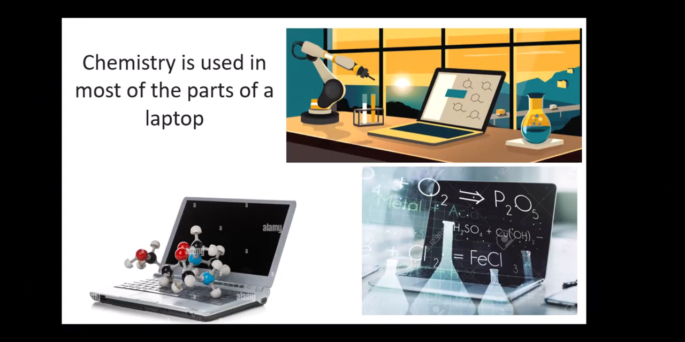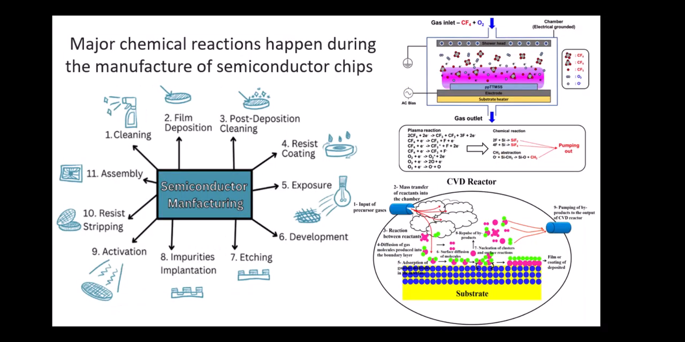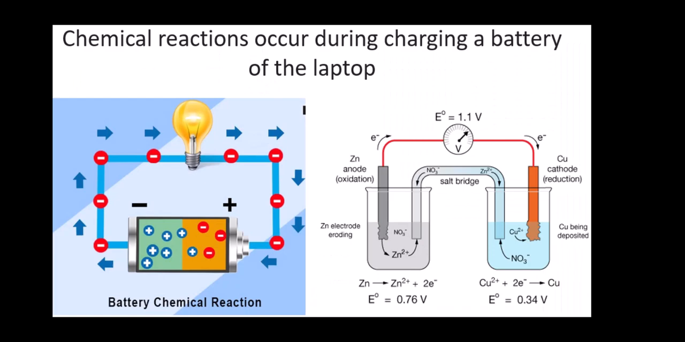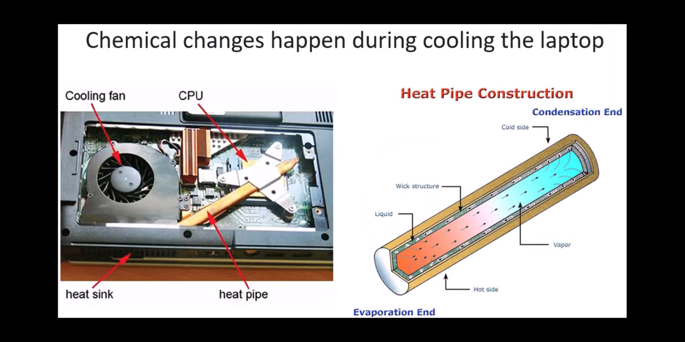Chemistry is used in most parts of a laptop. Major chemical reactions happen during the manufacture of semiconductor chips, like CPUs, GPUs, storage, memory, etc. Chemical reactions occur while charging the battery of the laptop. Chemical changes happen during cooling of the laptop.